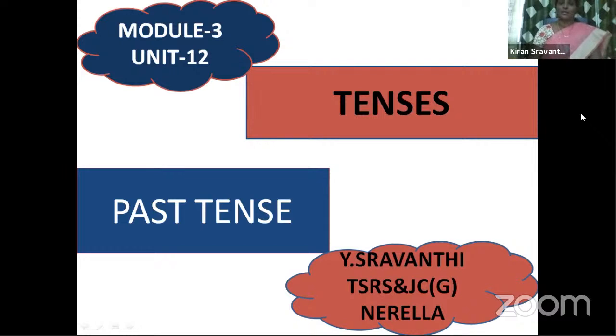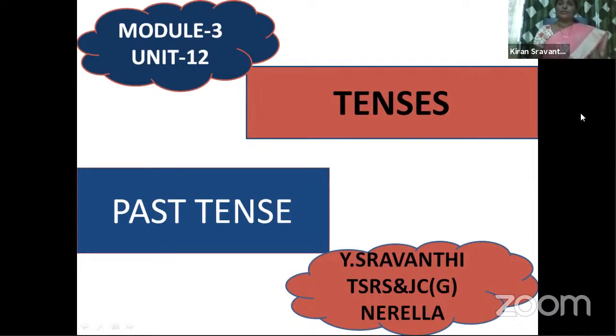And what is past tense? We completed present tense in the last class, and we learned even about the verb forms like V1. V1 is the base form of the verb, and V2 is the past form of the verb. V3 is the past participle form of the verb, and V4 is the present participle. And past tense means we are talking about the completed action.